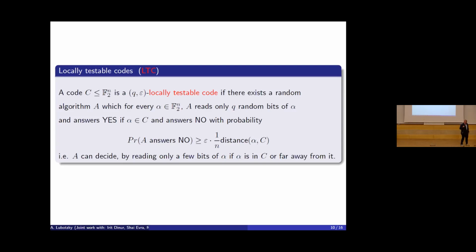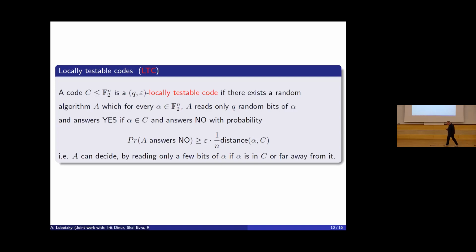Well, in this way, it's not difficult to see that this is impossible. You don't have to decide that exactly. You want the algorithm to read only Q random bits of alpha. It answers yes if alpha is in the code. Then it always will answer yes, and it will answer no with probability proportional, namely at least epsilon, to the relative distance of alpha from the code.